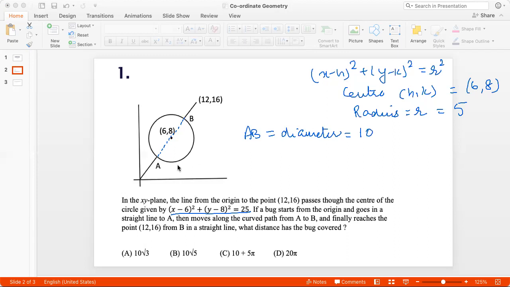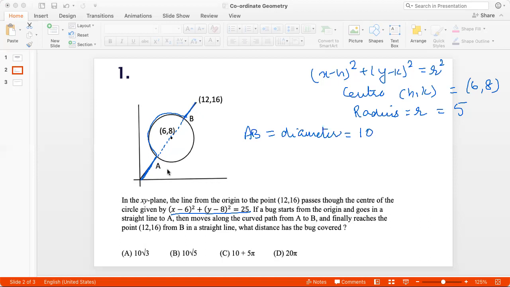But the bug that is going from the origin has decided to take the curved path. It could take either curved path because they'll both be equal. This would be a semicircle and this would also be a semicircle. So let's say it takes this curved path and then it goes till here. So what is the distance it covers?